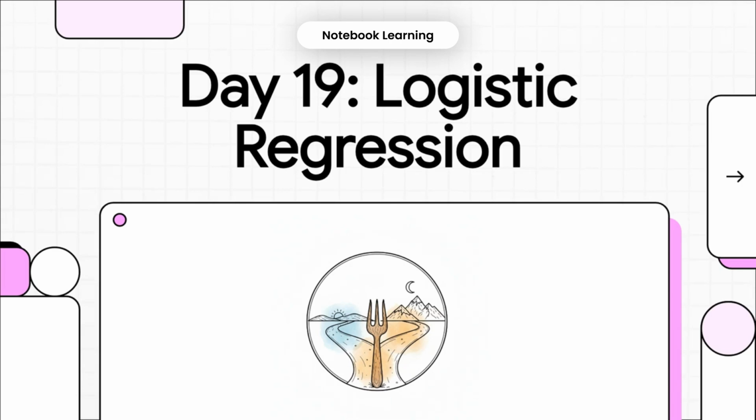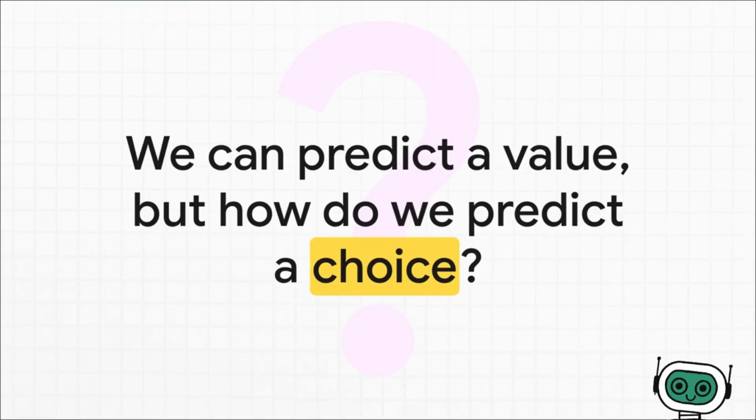We often use models to predict numbers, things like the price of a house or tomorrow's temperature. But what about questions that aren't numbers at all? What about simple yes or no questions? How do we build a model that predicts if a customer will cancel their subscription, or if an email is spam? These are binary choices, a simple yes or no.